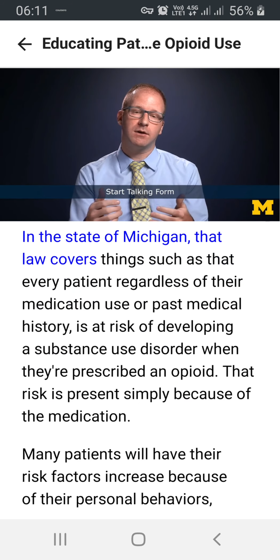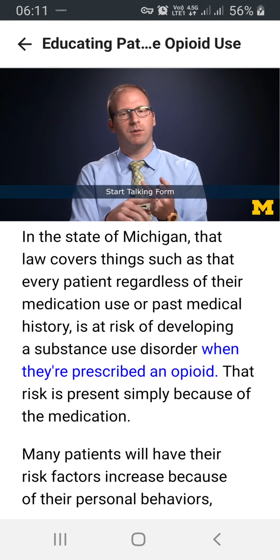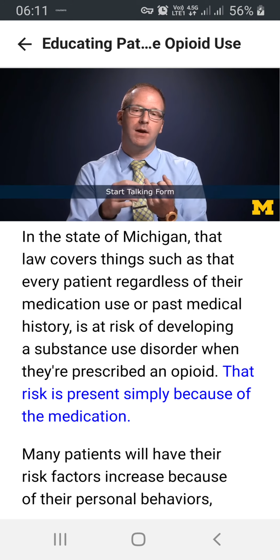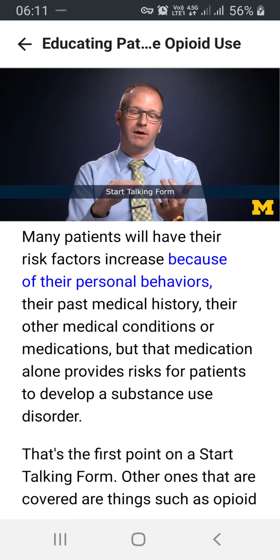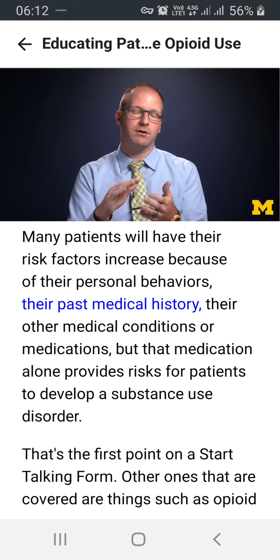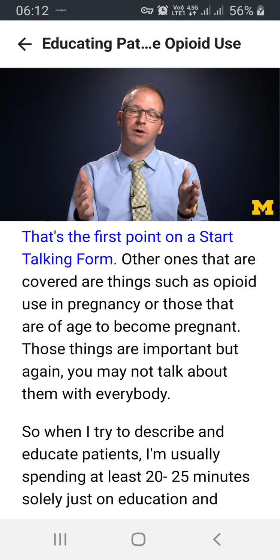In the state of Michigan, that law covers things such as that every patient, regardless of their medication use or past medical history, is at risk of developing a substance use disorder when they're prescribed an opioid. That risk is present simply because of the medication. Many patients will have their risk factors increase because of their personal behaviors, their past medical history, their other medical conditions or medications. But that medication alone provides risks for patients to develop a substance use disorder. That's the first point on the Start Talking form.